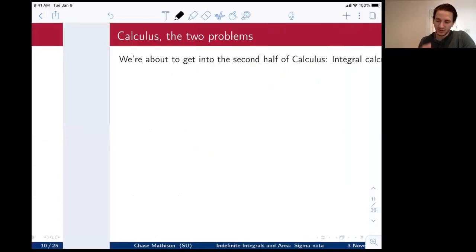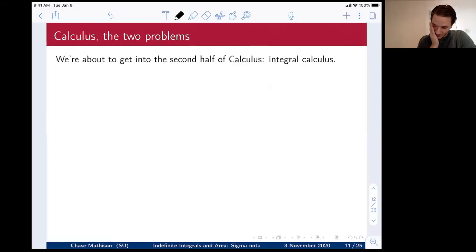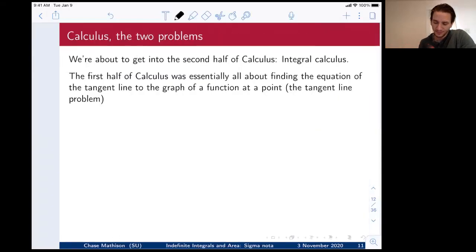So we're also going to look at areas under a curve. And in order to do that, we're going to need a sort of special new notation called sigma notation. Okay, but first, let's talk about what the whole second half of calculus is all about. So the second half of calculus is called integral calculus.